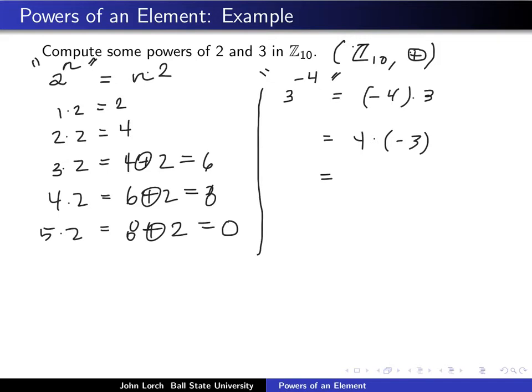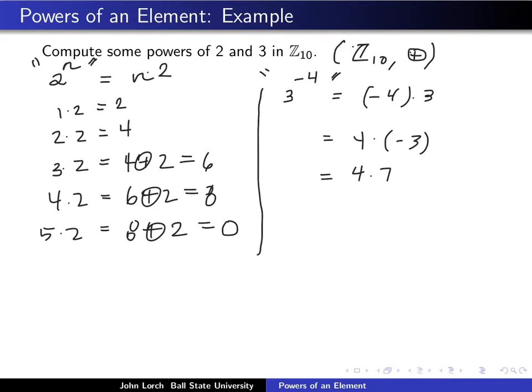Okay, now we're ready to do this, but first we need to know what minus 3 is. So we need to know the inverse of 3 in Z10, and that turns out to be 7. So we're really taking 4 7s, adding them together. Okay, so let's compute 4 7s.